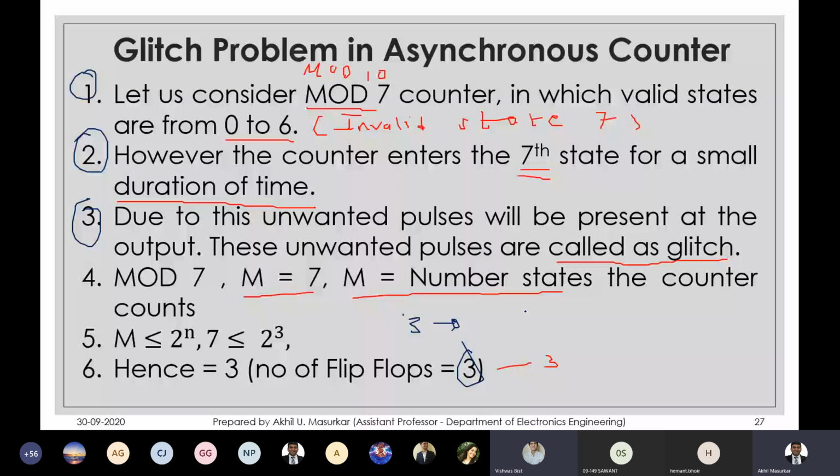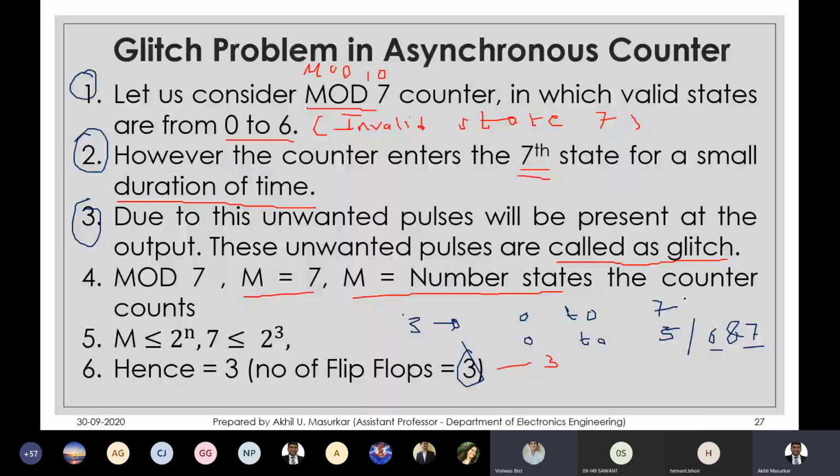The mod 6 counts from what? 0 to 5. Okay. So which are the invalid states? 6 and 7. It is not just 6, it is not just 7. Both 6 and 7 are invalid. Yes, Deepak, Anusha, Asmita, Ashish, Shubham, okay.